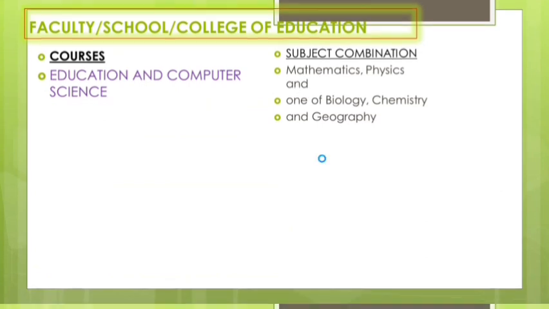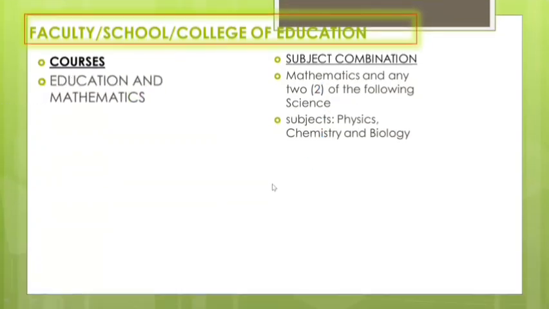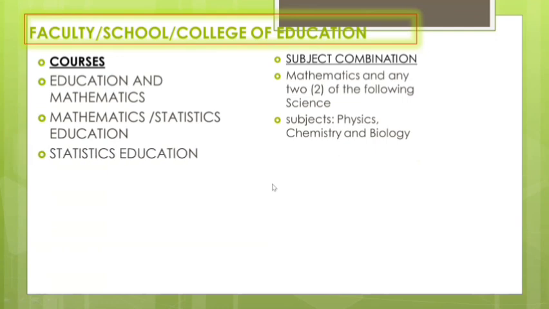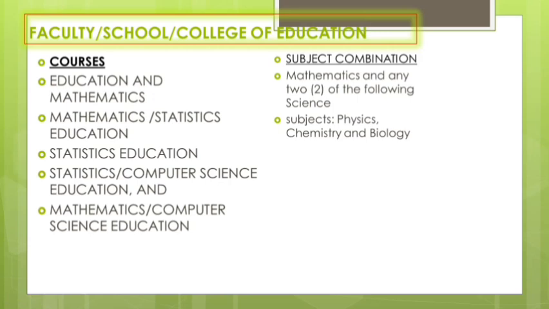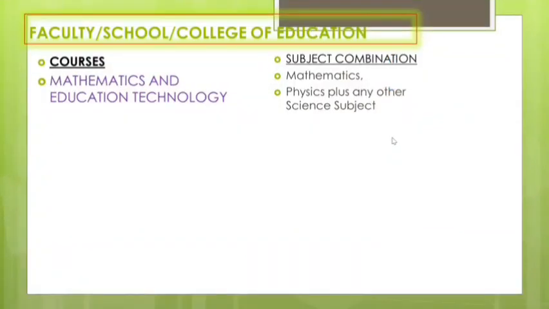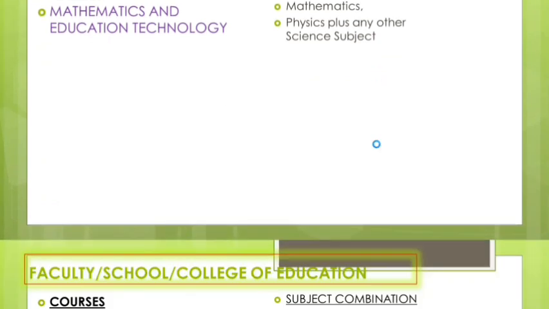biology, chemistry, and geography. For candidates applying for education and mathematics, mathematics, statistic education, statistic computer science education, and mathematics computer science education, your JAMB subject combination include mathematics and any two of the following science subjects: physics, chemistry, and biology. For candidates applying for mathematics and education technology, your JAMB subject combination include mathematics, physics, plus any other science subject.